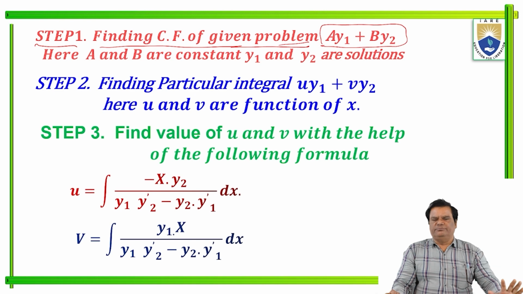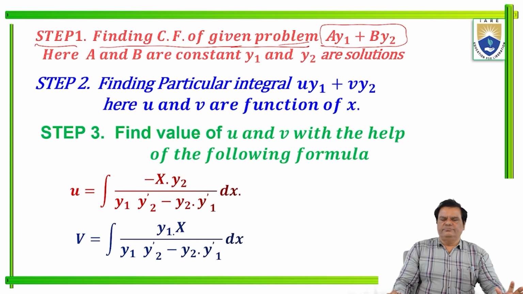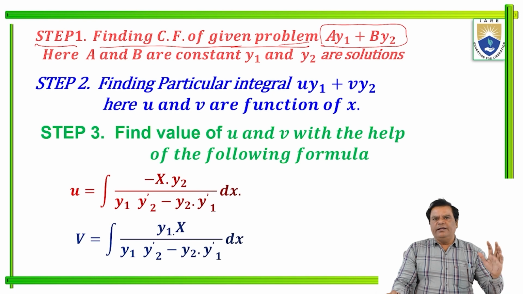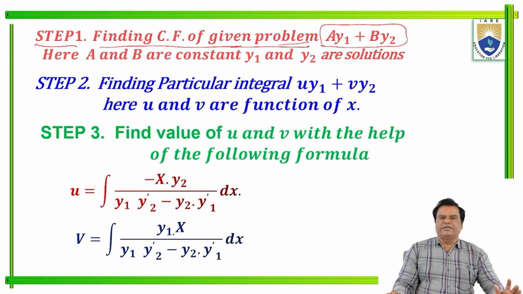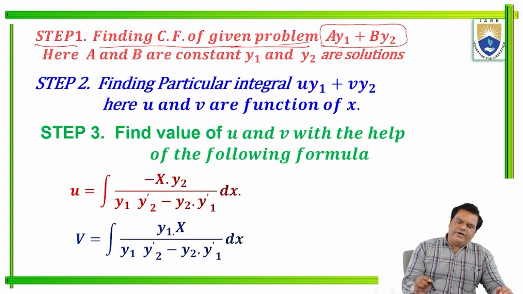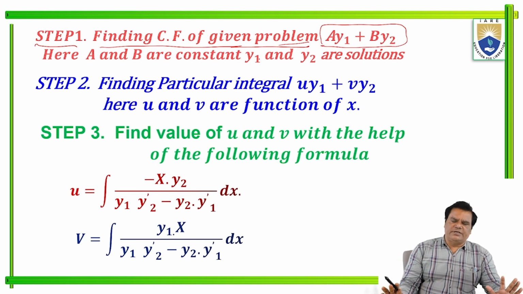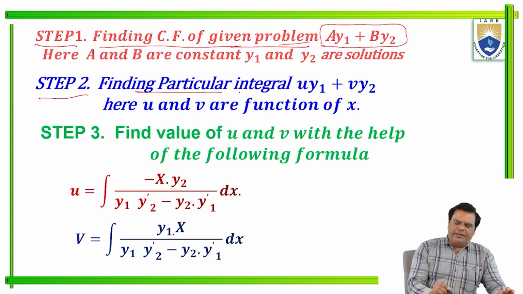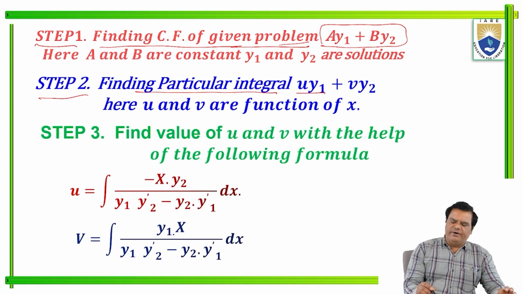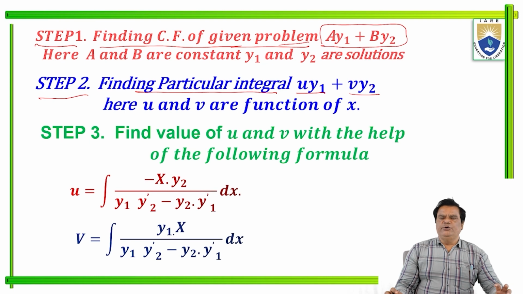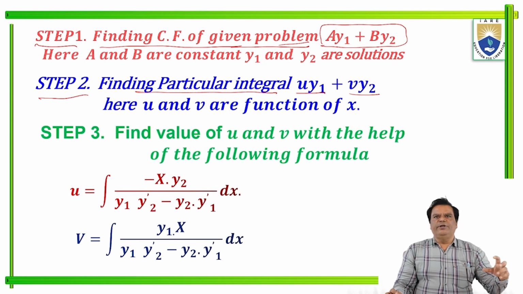So putting the right hand side function Q, which is some function of x, Q must be 0 in the given linear higher order differential equation with constant coefficients. So first of all, we find the complementary function of the given problem. Step 2: finding the particular integral u y1 plus v y2, where u is put in place of a and v in place of b.